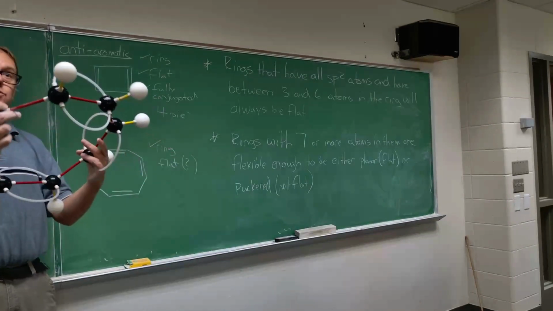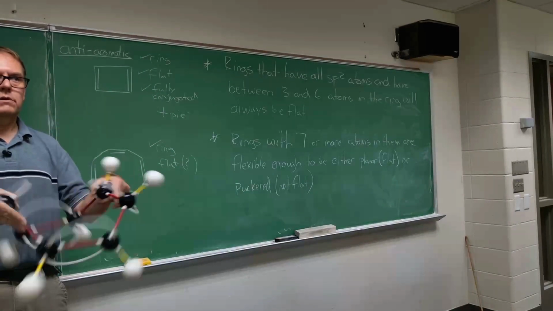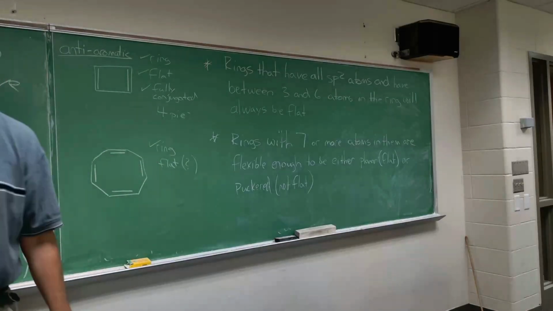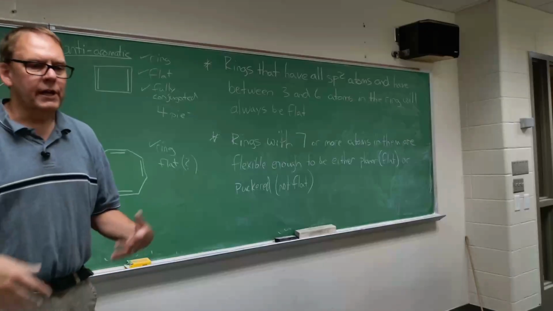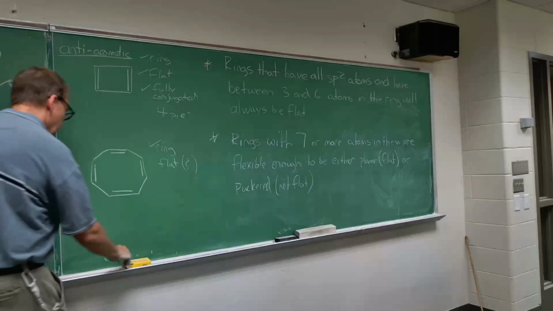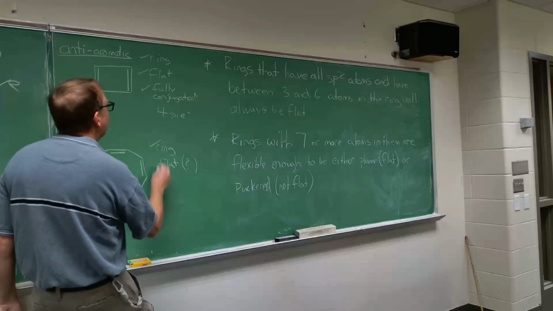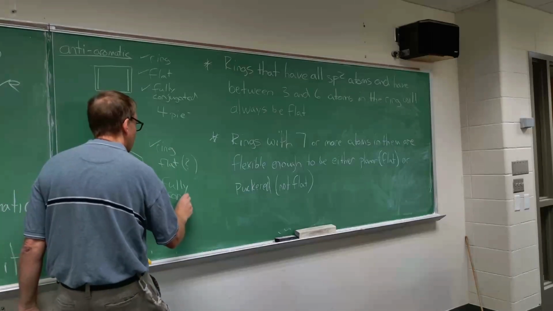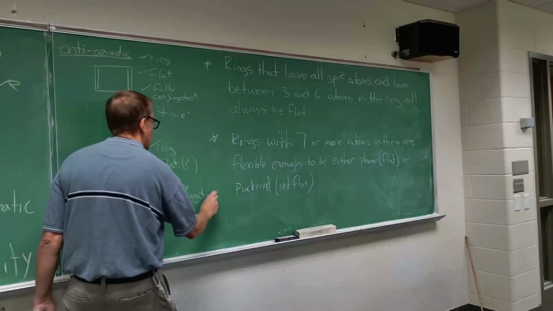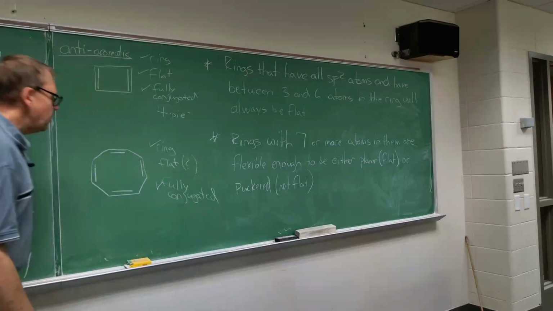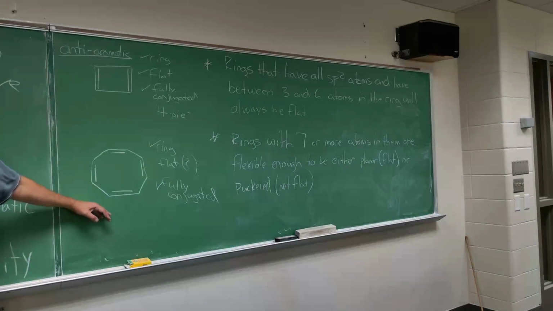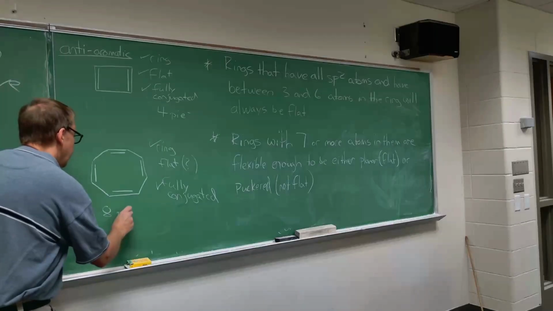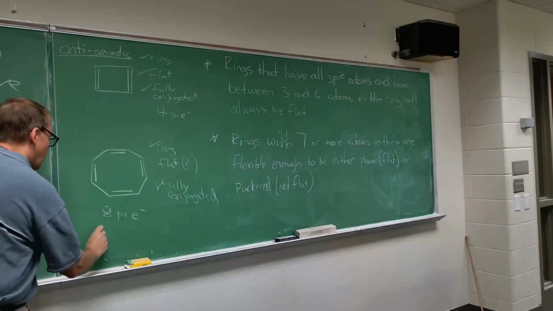So it can choose. Which does it want to be? Does it want to be flat? Does it want to be puckered? Flat, puckered, flat, puckered. It must have a favorite way to exist. Favorite conformation, that's like, where is it most comfortable? So let's think about this. It is fully conjugated. How about pi electrons? How many pi electrons does it have? 8. Yeah, you count 2, 4, 6, 8. So 8 pi electrons, that's a 4n type system.